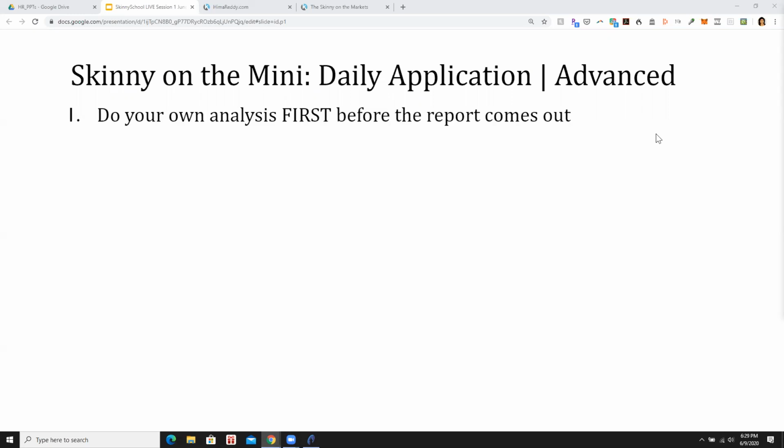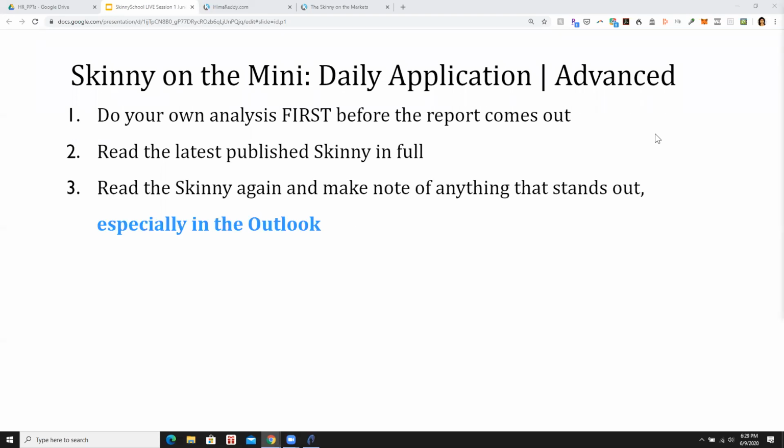Okay, so here's what's going to be my recommended steps for advanced traders. Do your own analysis first before the report comes out, just like an intermediate trader. Read the latest published full skinny. Read it again and make a note of anything that stands out, especially in the outlook. Advanced traders should really hone in on the outlook a few times. If you have the privacy to do this, I even would suggest reading it out loud.